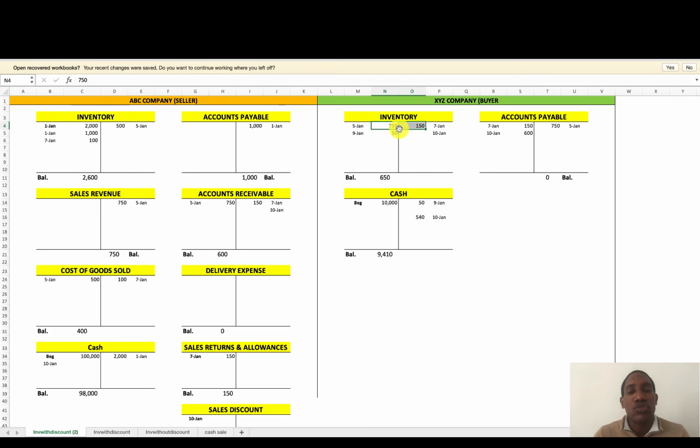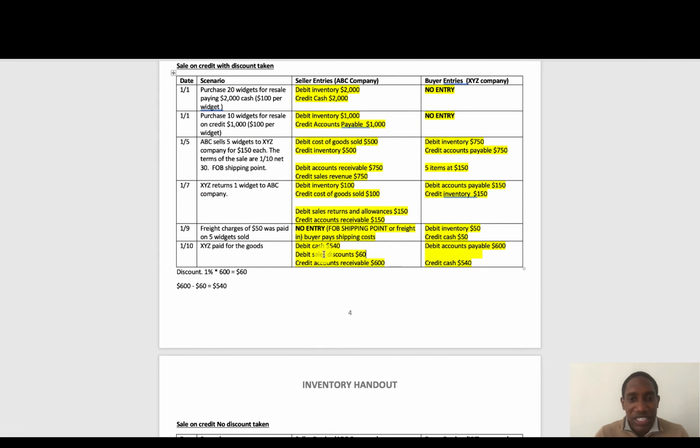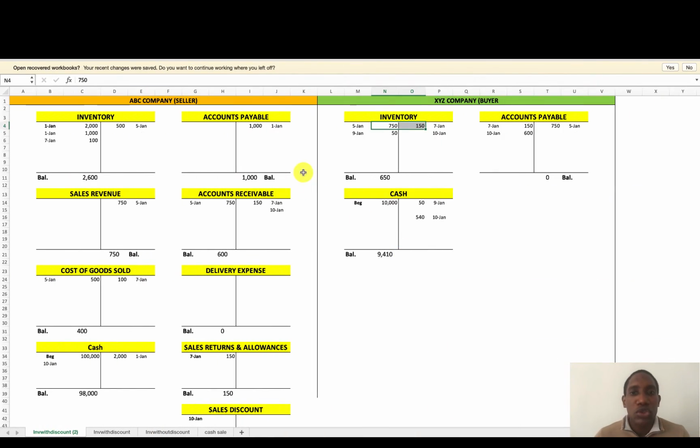How much did I pay? I paid $540. So whenever you have a discount, the sales discount for the seller is going to be a reduction in inventory for the buyer. Why? Because the balance in inventory should represent how much you actually paid for the item. Since you got a $60 discount, you didn't pay $60. Your cost was whatever the original cost was minus $60. So we come to inventory and we adjust inventory downward by $60 to reflect the amount that we paid.